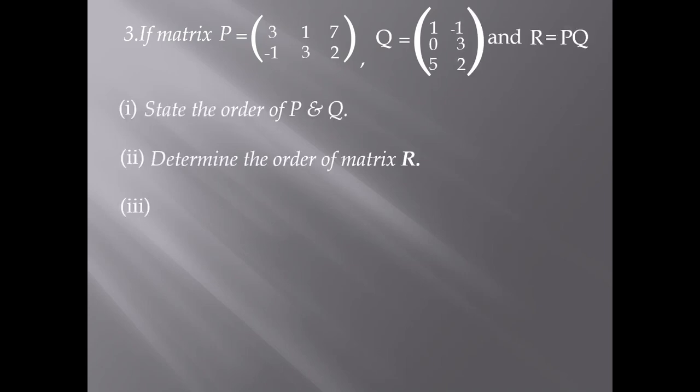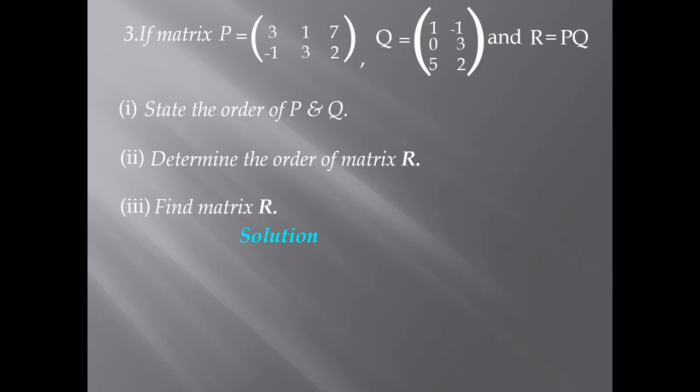We have a matrix P there. We have a matrix Q. And then we have a matrix R, which is P times Q. So we can study that question. Before we begin answering, you can try to investigate what is the order of matrix P. Ask yourself that question. How are you going to derive the order of matrix P?